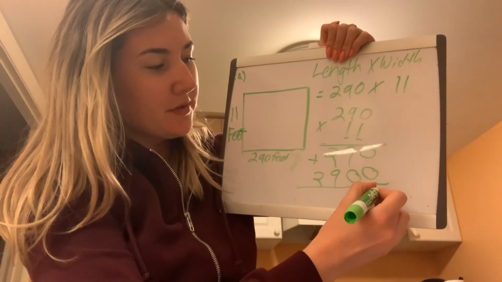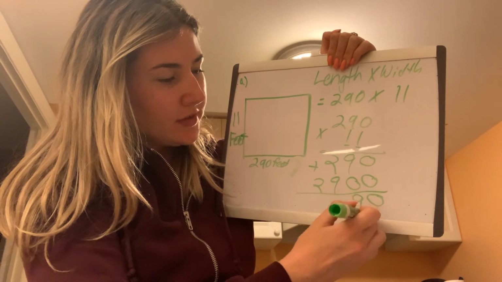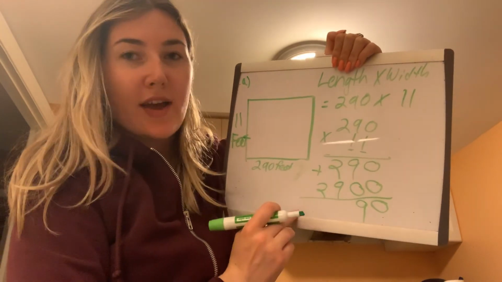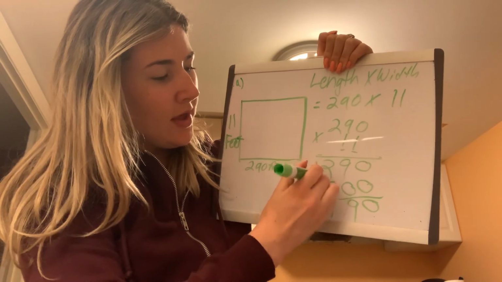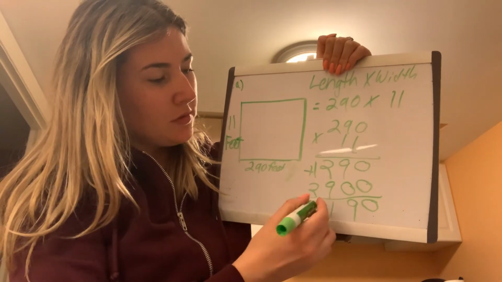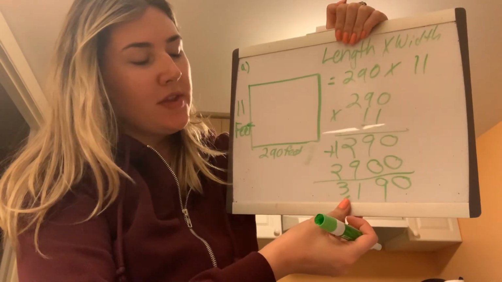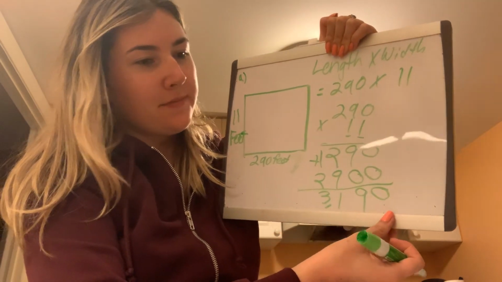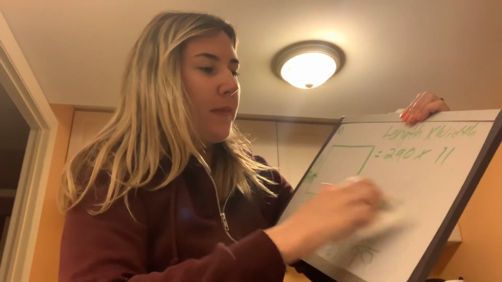So 0 plus 0, 0. We have 9 plus 0, which will give us 9. 2 plus 9 will give us 11. I'll carry over the 1. And lastly, we have 1 plus 2, which will give us 3. So our final answer is 3,190. So I'm just going to erase so we can rewrite this with the main question.